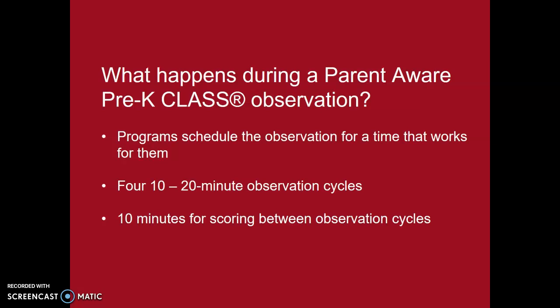So what happens in a Parent Aware pre-K CLASS observation? Here's how a Parent Aware CLASS observation works. Providers work with observers to schedule the observation for the time of day that works best for their program. The observer does 4 10 to 20-minute observation cycles. In between each cycle, the observer spends 10 minutes scoring what was observed.